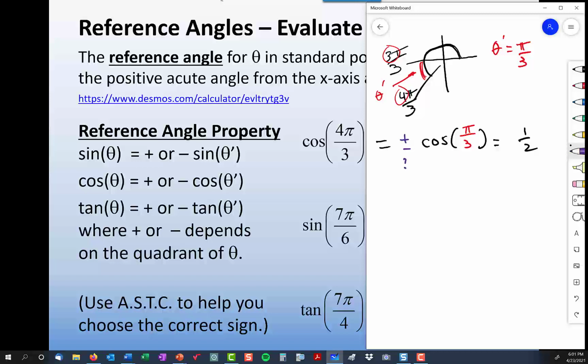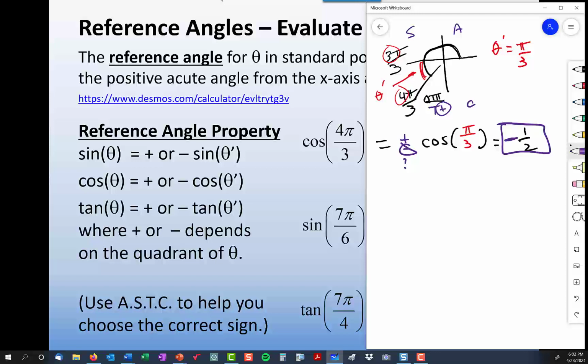And we decide the positive and negative based on the quadrant we are in. I didn't write that down, but 4 pi thirds landed in quadrant 3. And so from our positive and negative outcomes, we learned this A Smart Trig class. Tangent is positive in quadrant 3. We can deduce from that that the cosine and the sine are negative. So I'm choosing the negative answer. So cosine of 4 pi thirds equals negative 1/2. Done. Got it.